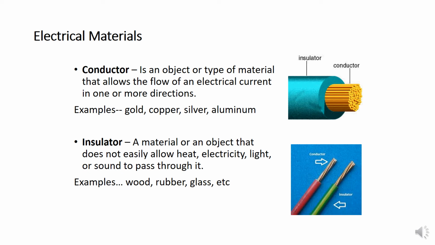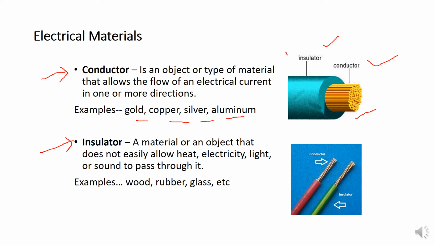In this slide, you can see two materials that are very important to discuss: conductors and insulators. A conductor is an object or type of material that allows the flow of electrons, so the electric current actually passes through the conductor. The wires have metallic material, like gold, copper, silver, and aluminum.